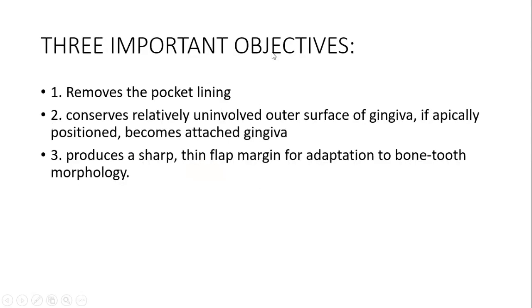Now, three important objectives for the internal bevel incision. It removes the pocket lining. It conserves the relatively uninvolved outer surface of the gingiva. And if it's apically positioned, it becomes attached gingiva. Now, we'll discuss apically displaced and undisplaced flaps, all the flaps, in detail in our further videos. It produces a sharp, thin flap margin for adaptation to tooth morphology.